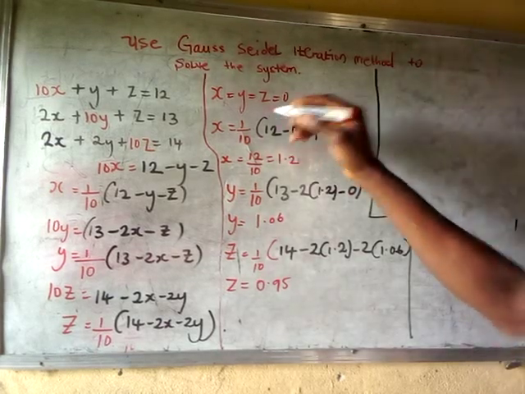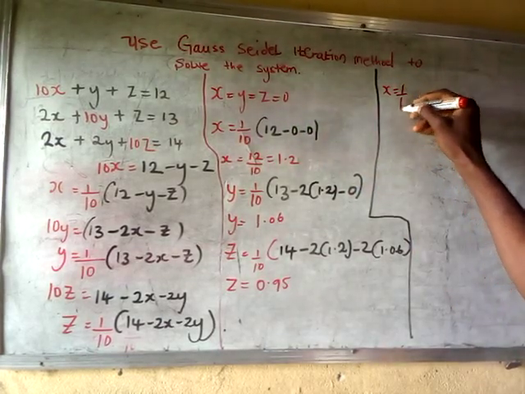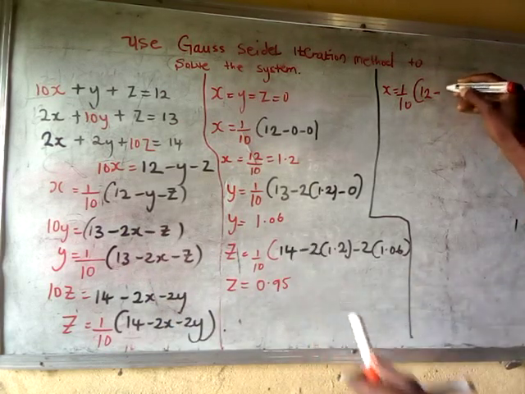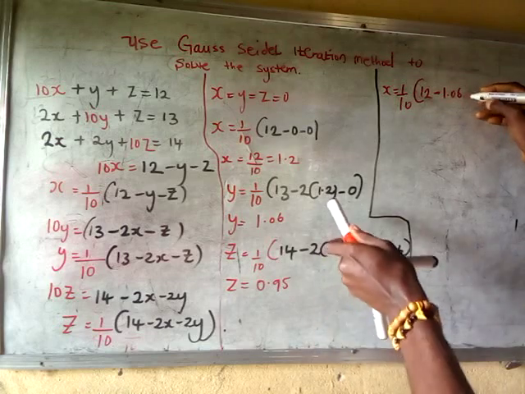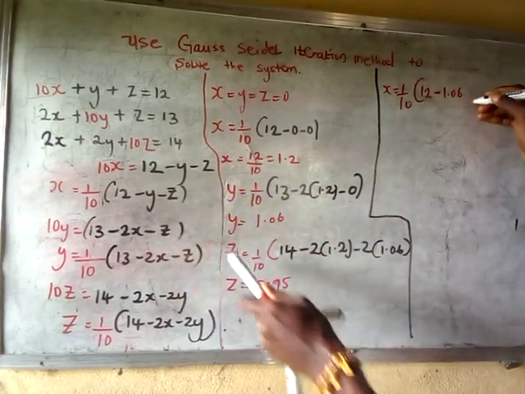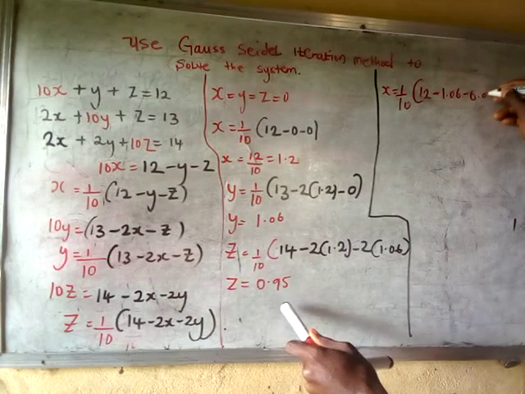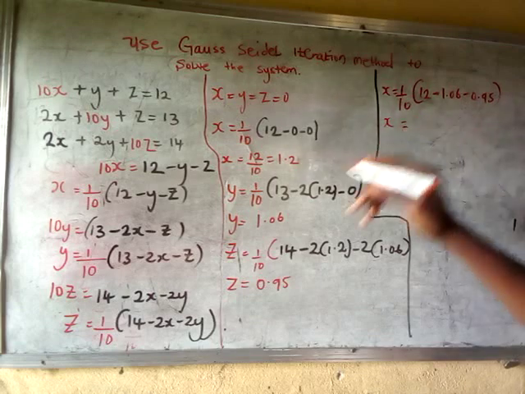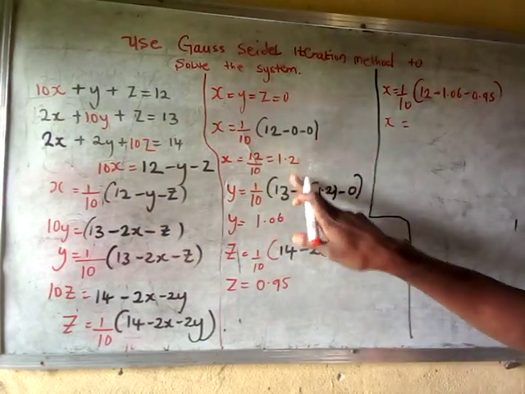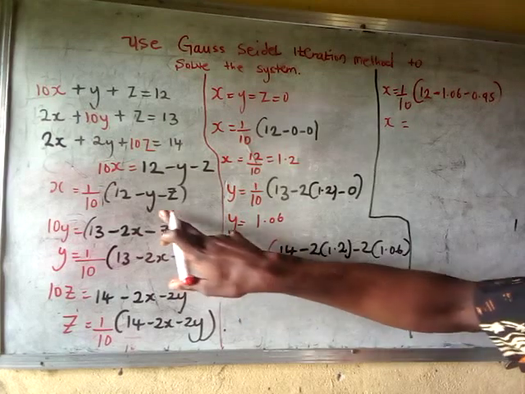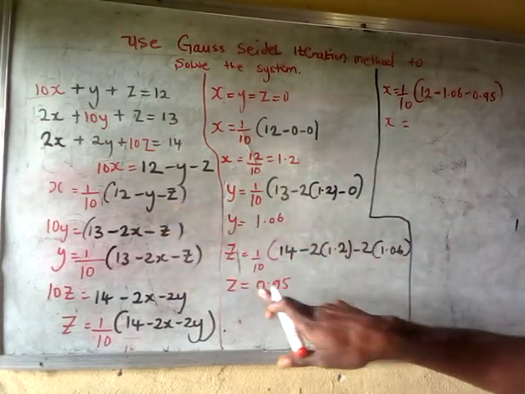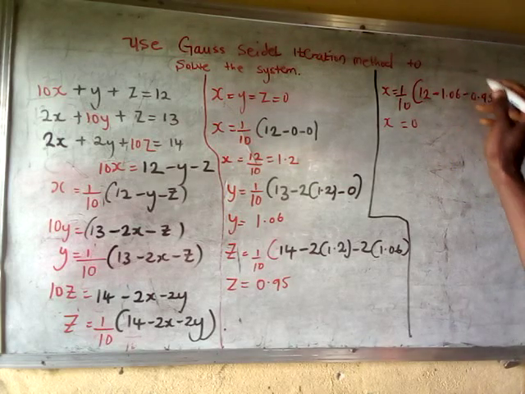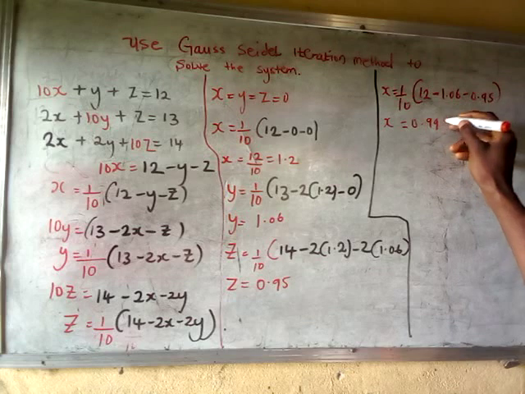We have x is equal to 1 all over 10 into 12 minus my y, which here becomes 1.06, minus z. My z becomes 0.95. Then my x is equal to 12 minus this. This is my y, 1.06, and my z is 0.95. Using a calculator, that should give us 0.999.